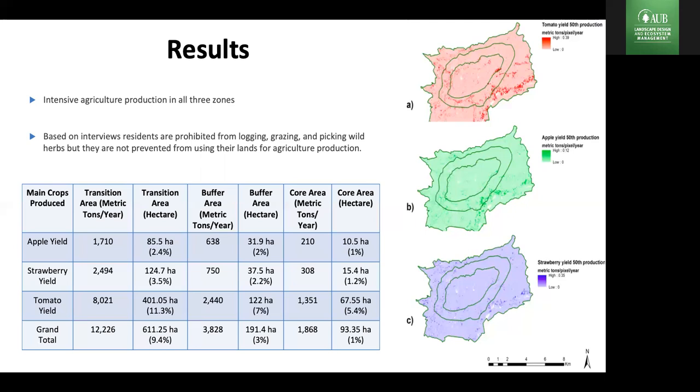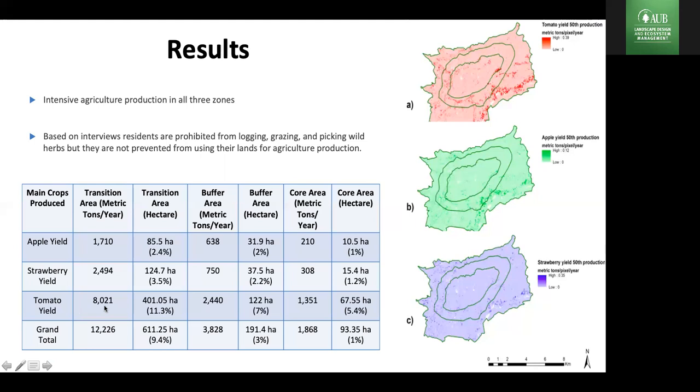in the year 2020. Because I got the image from August 2020, I was able to quantify how much farmers grew during this time. We can see that, for example, for the apple yield in the transition area, there's about 1,710 metric tons. And basically, the most intensive crop grown in these areas are the tomatoes. We can see it's grown abundantly.